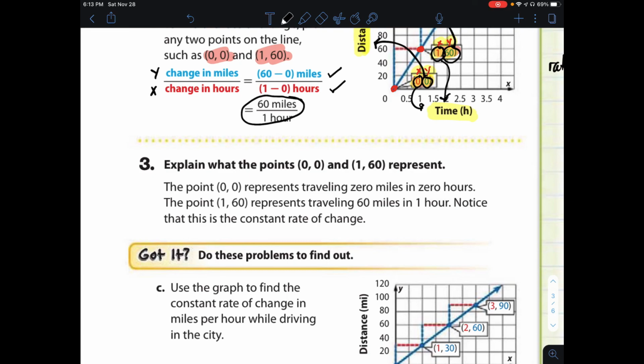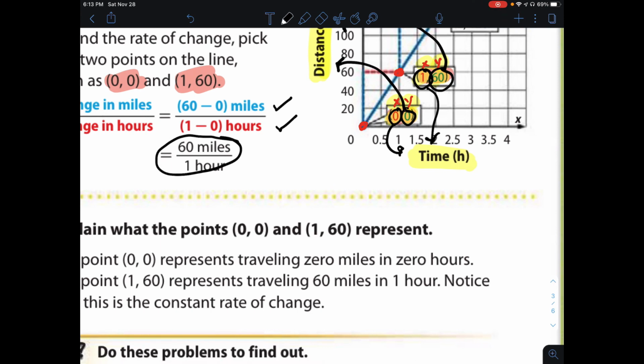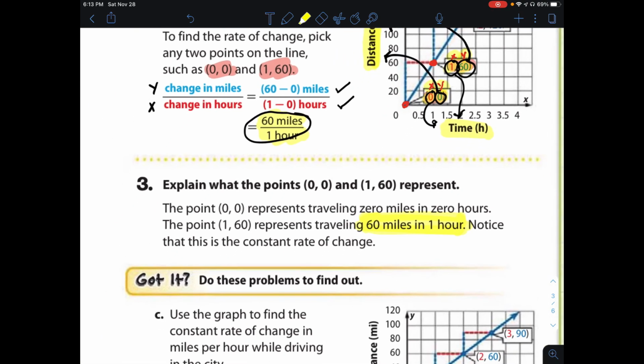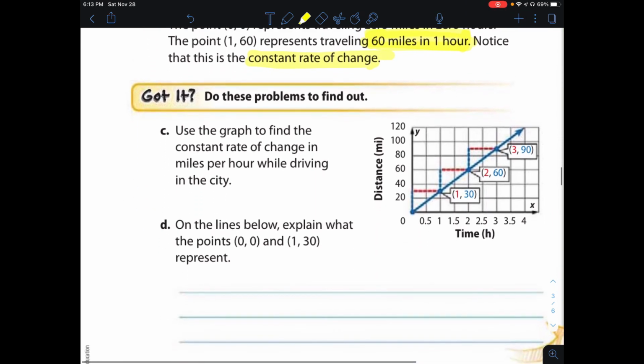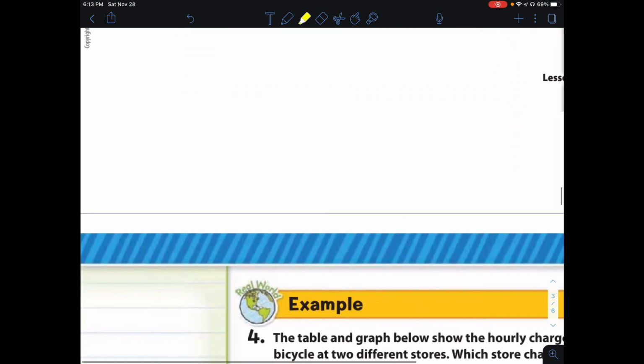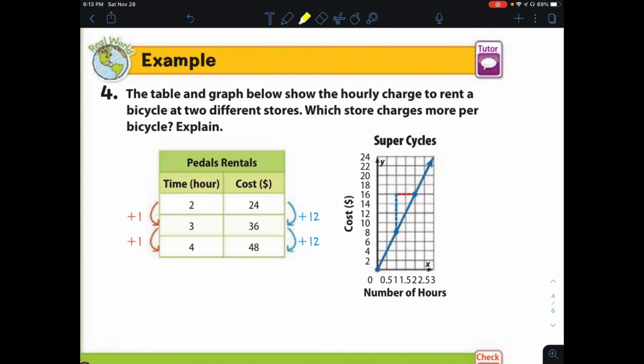Notice that this is a constant rate of change. So this one now becomes our constant rate of change, 60 miles in 1 hour. Because if we make this into a rate, this transforms into 60 miles per 1 hour, which is also our unit rate, which is also our constant rate of change. All right, do the got it problem and see if you understand this example. Finally, let's move on to example number 4.